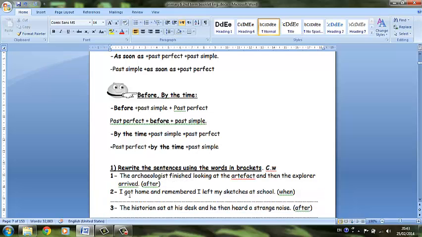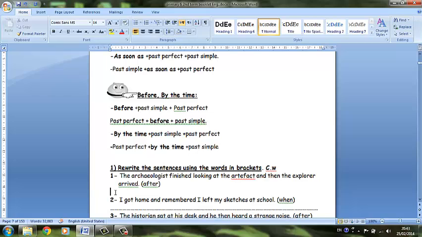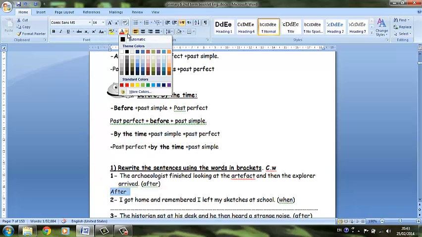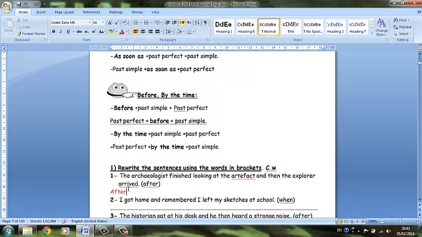What am I going to do? I'm going to start with after. So after, the archaeologist finished looking at the artifact and then the explorer arrived. Which action is longer, the archaeologist finishing looking at the artifact or the explorer arriving? Yes, finishing looking at the artifact took a long time, so this is the first action, and then the explorer arrived, this is the second action.